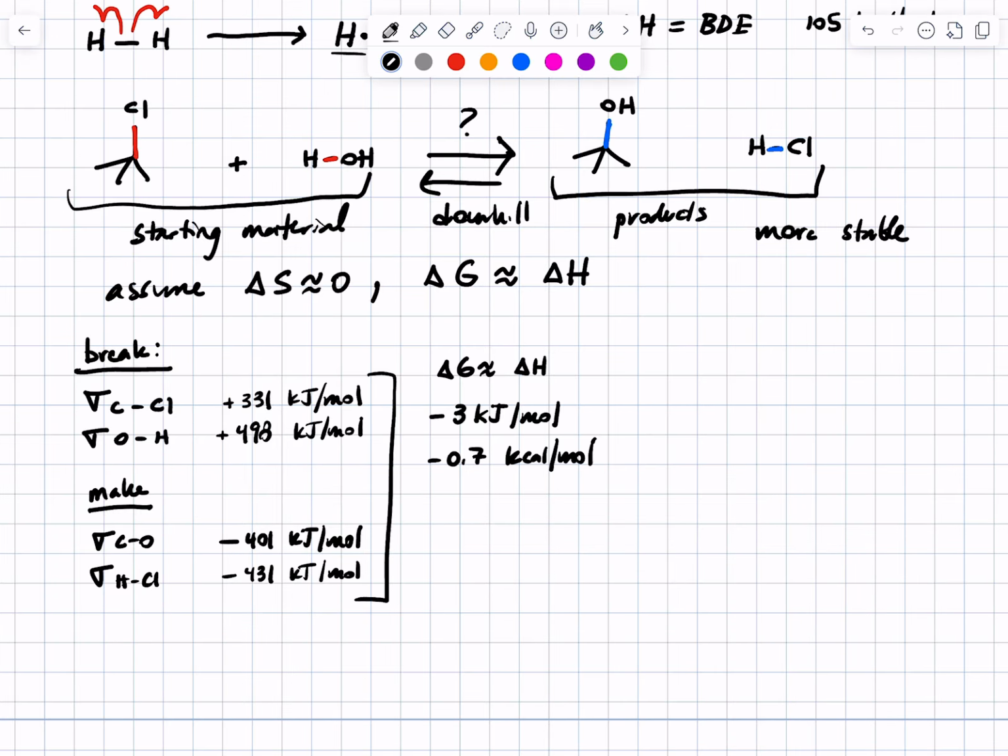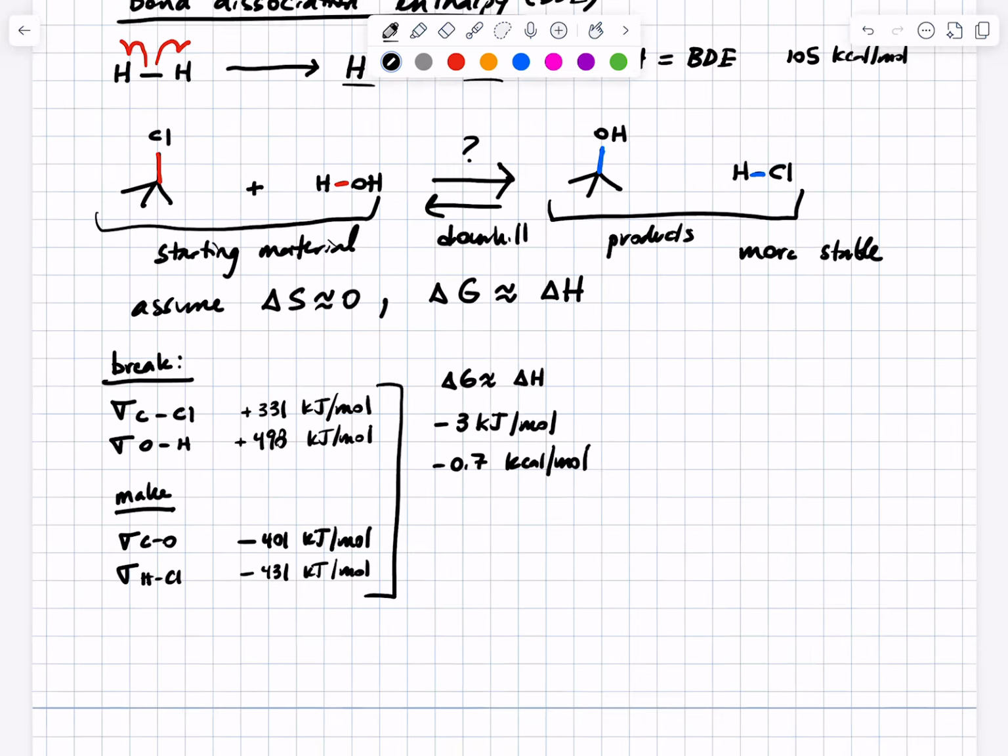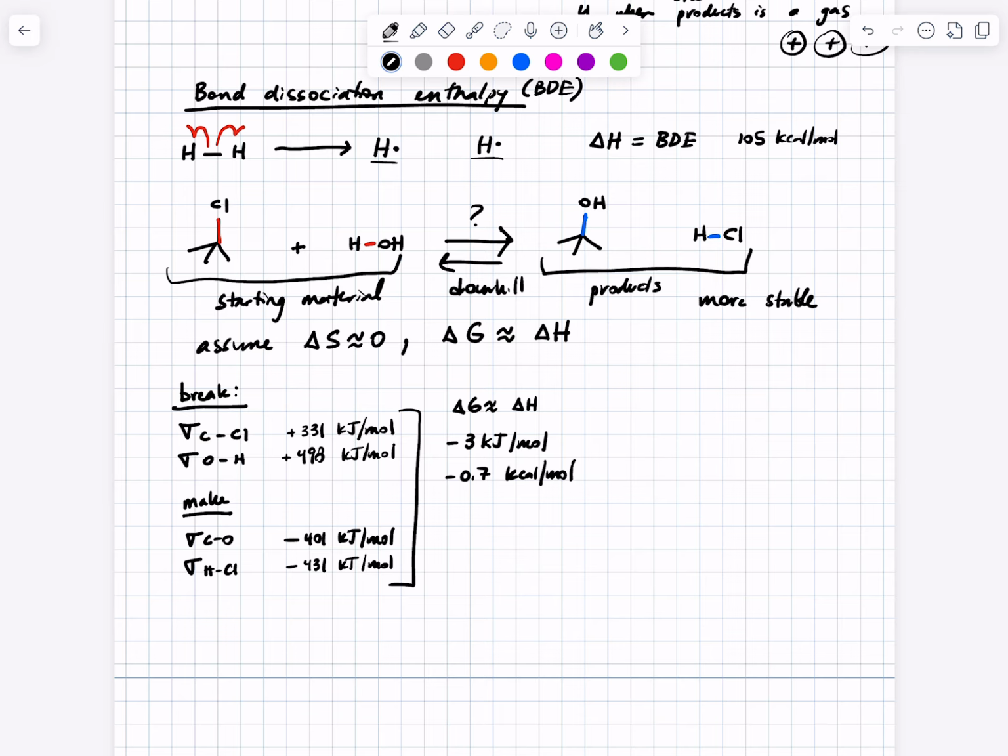So if you summed up the energy it took to break the bonds, is that equal to the activation energy? If you sum up the energy it took to break the bonds without making them, would that give you an estimate of activation energy? It might not be exactly right, but it would be close. And I'll maybe show you that in just a little bit.